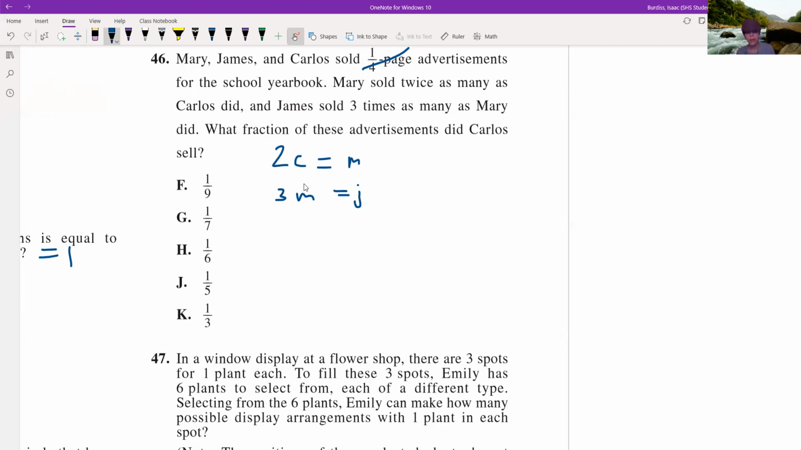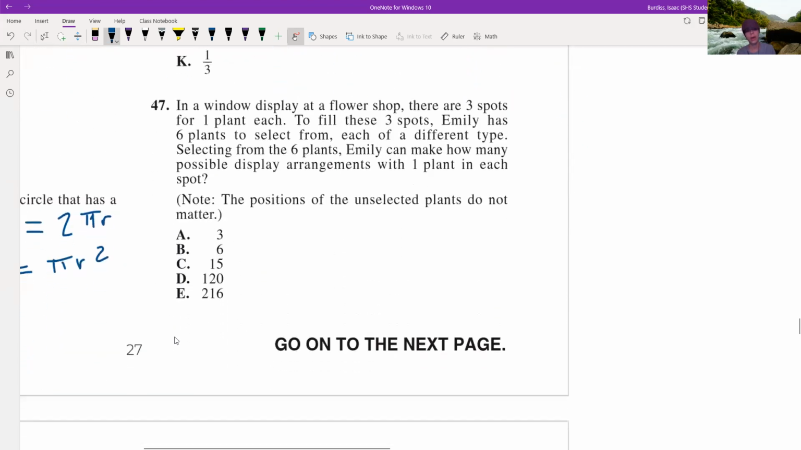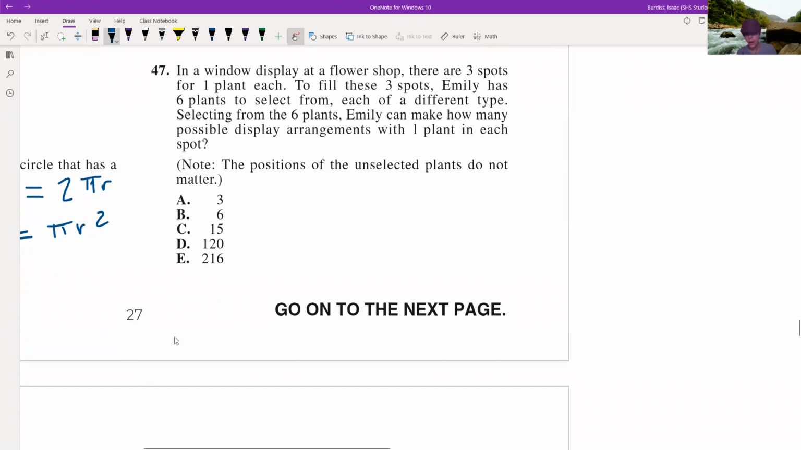So let's just pretend that Carlos sold 1. That would mean Mary sold 2 because she sold 2 times as much. That would mean that James sold 6. The total of those things is 9. And Carlos only sold 1, so 1/9. It's kind of like a hypothetical thing. All right. Wait, 47.